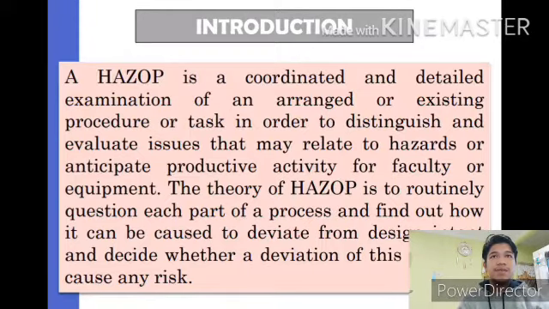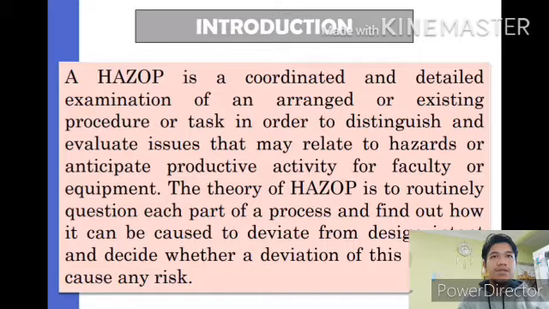So I'm going to present about the introduction for this project. A HAZOP is a coordinated and detailed examination of an planned or existing procedure or task in order to distinguish and evaluate issues that may relate to hazards or affect productive activity for facilities or equipment.